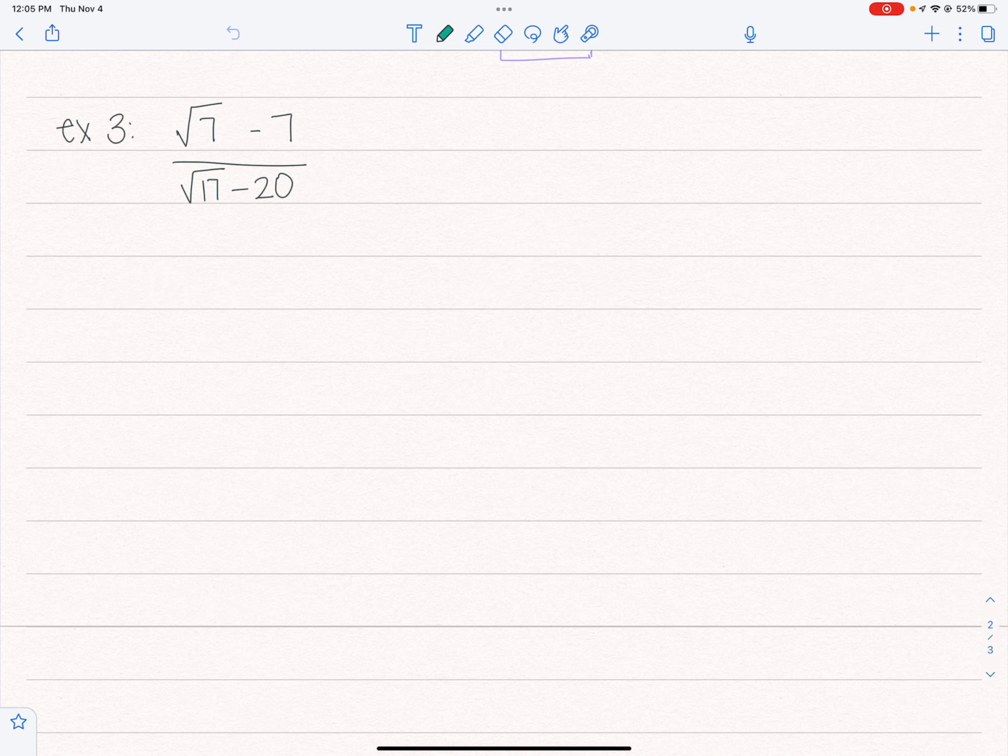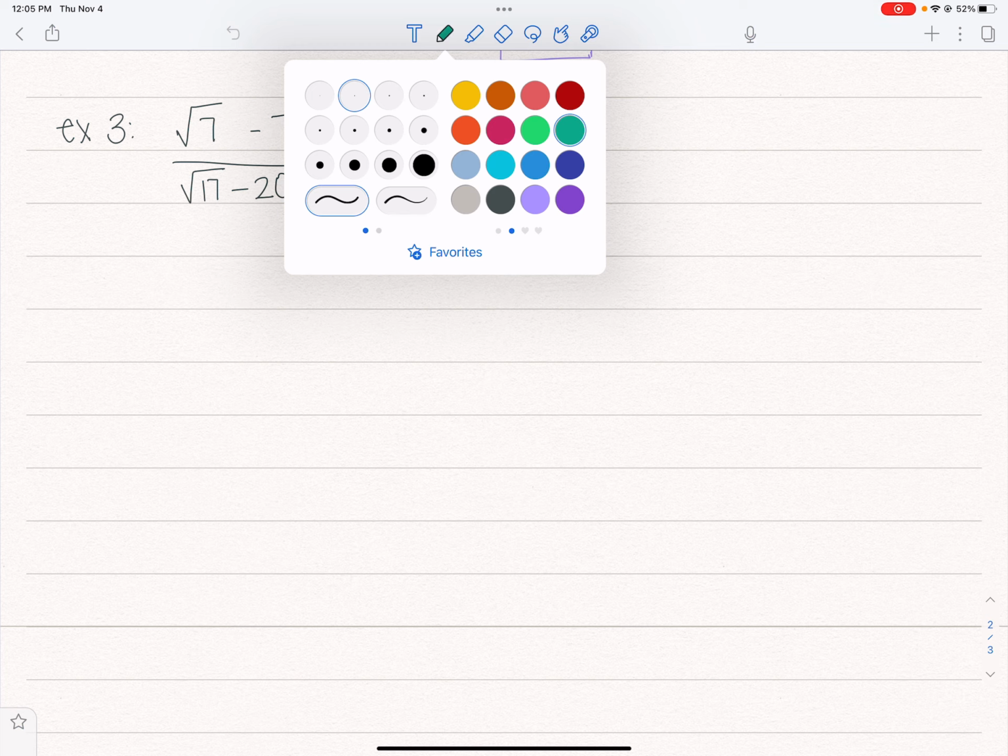Hey guys, so I wanted to do another example that is out of the homework. This problem is the square root of 7 minus 7 divided by the square root of 17 minus 20. So what we're going to do is we see these two terms in the denominator, so we're going to multiply top and bottom by the conjugate.